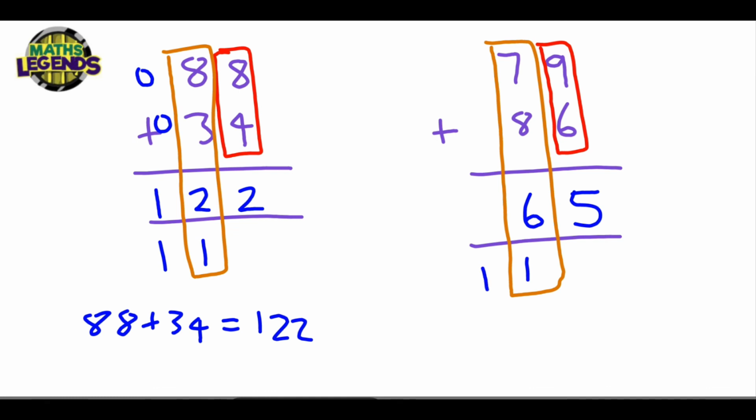And now again, this is treated as a 0, this one's a 0, and we've got the 1 at the bottom, so 0 plus 0 plus 1 is 1, so it's 165. So 79 plus 86 equals 165.